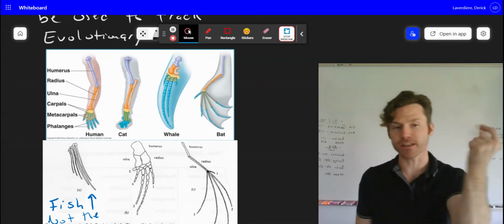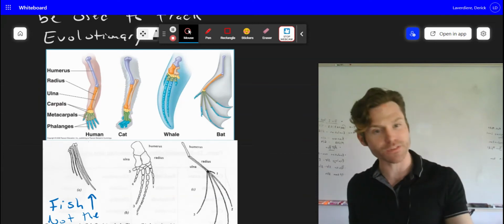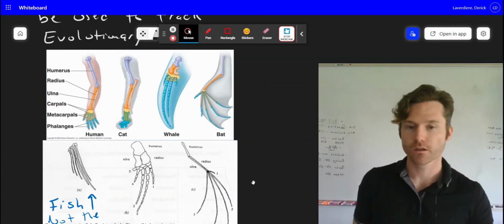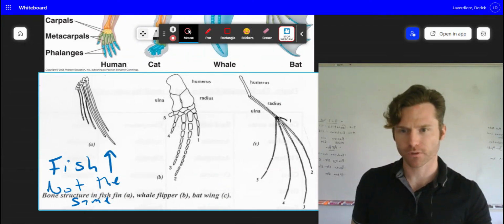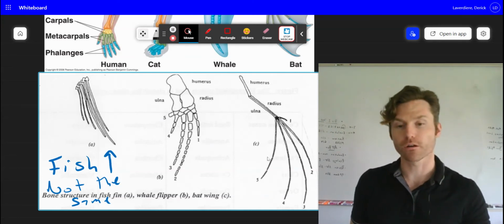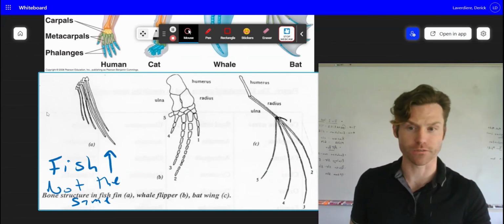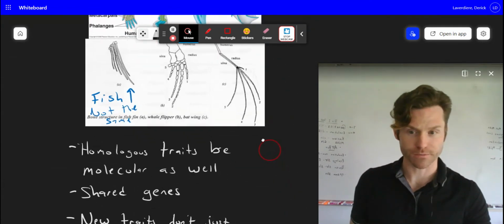Because they can't just instantaneously get a flipper fin if you're a whale. It needs to be built off of something that already exists. Whereas if you look at this picture, this is a fish's fin structure. This bone structure is not at all akin to a whale's fin structure. So even though they do the same thing, these are both for swimming, their structures are vastly different. So that's homologous traits, the conservation of the same trait modified for different uses.